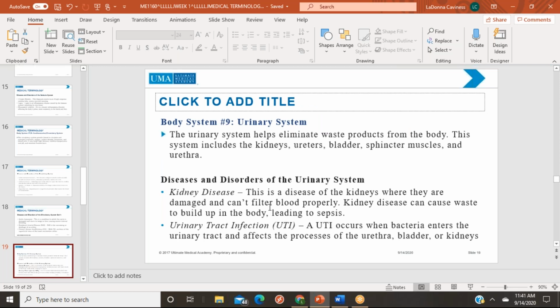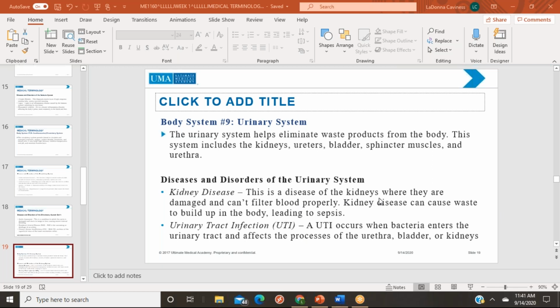All right, body system number 9, the urinary system. The urinary system helps eliminate waste products from the body. This system includes the kidneys, ureters, bladder, sphincter muscles, and the urethra. Diseases of the urinary system.